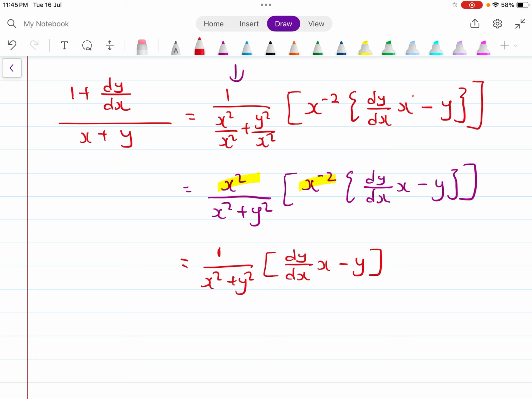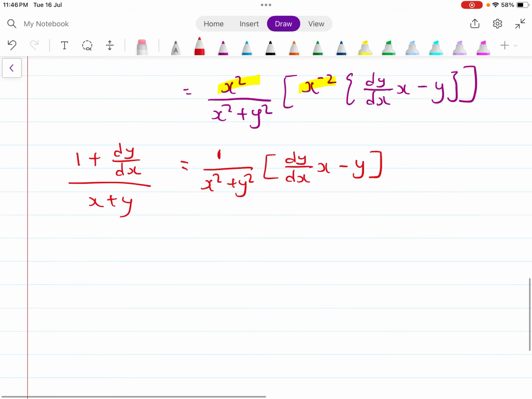Okay, let's see. So this one will be 1 plus dy dx, and this part will be x plus y. Okay, so let me see the form first. X square. Okay, found the thing. Okay, so let's do the cross multiply. Apparently I see the thing already.